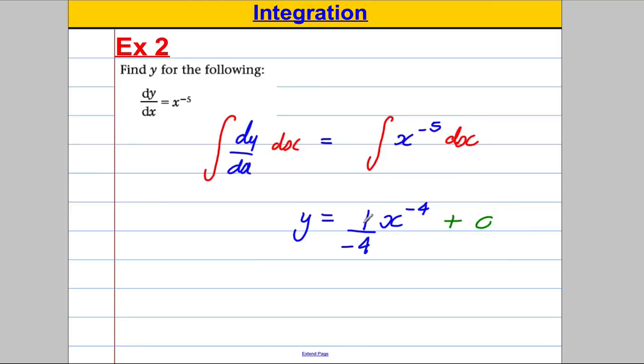Now I might tidy this up. 1 divided by negative 4 is just negative quarter. So I'll rewrite this as y equals negative a quarter x to the power of negative 4 plus c. If I differentiate this, if I bring down the negative quarter, I get 1 times x to the power of negative 5. c differentiates to 0. I would have got my original back. So I know it's right.